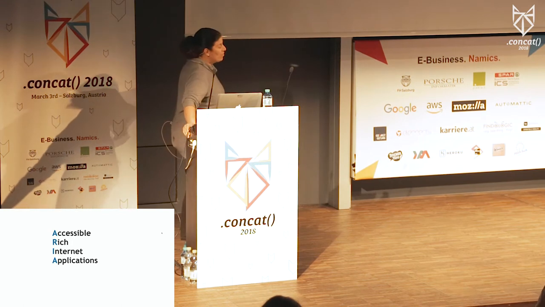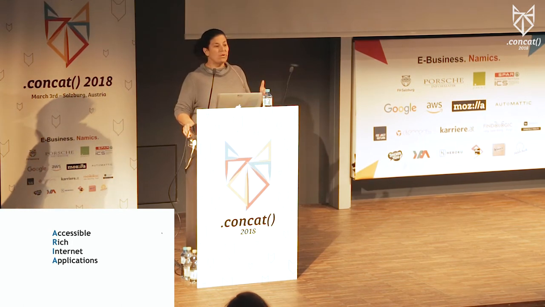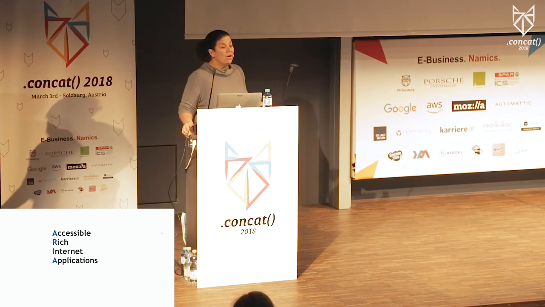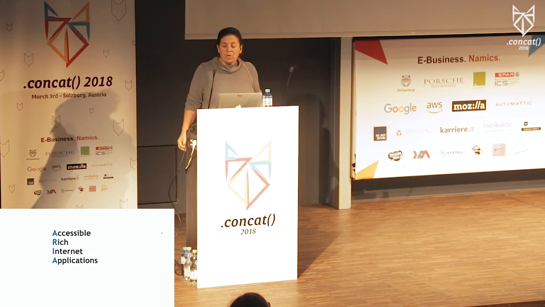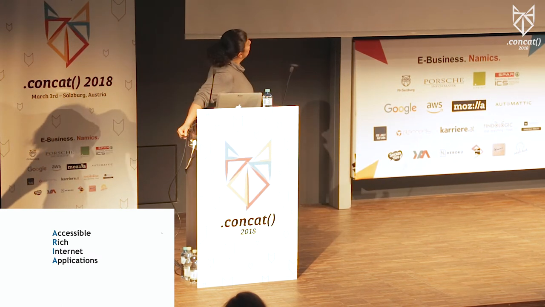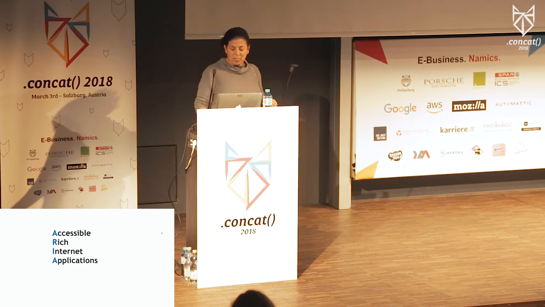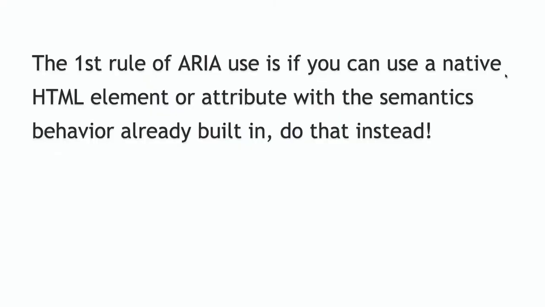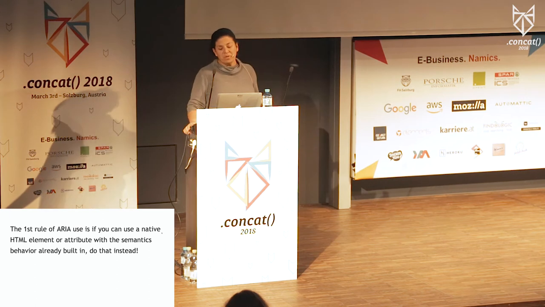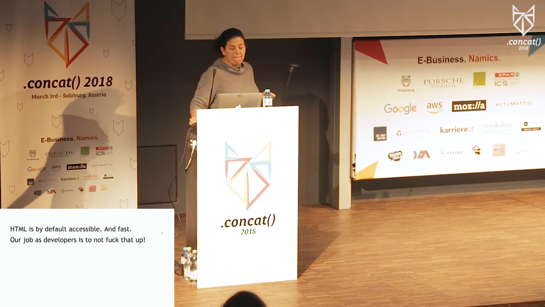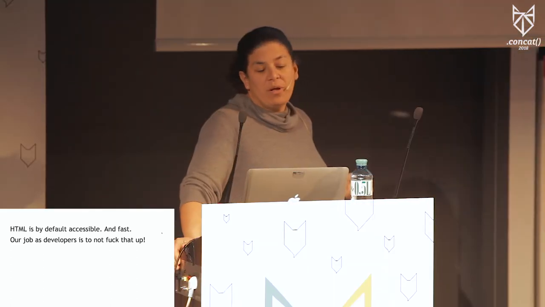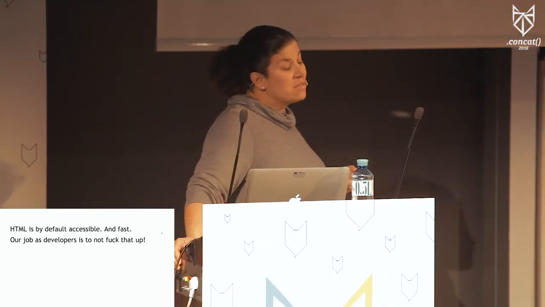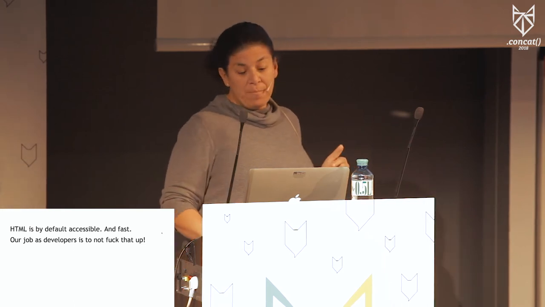So if there is some time when you need to make something accessible, or when you need to use something that is not native, like you want to make a super button that does some other feature, there is Accessible Rich Internet Applications, also known as ARIA. The thing is, the first rule of ARIA, kind of like the first rule of Fight Club, is don't use ARIA. If there is a native HTML element or attribute that does what you need, use that. Use the built-in behavior instead. And the other thing to remember is that HTML is by default accessible and fast. And it's our job as developers to not mess that up.